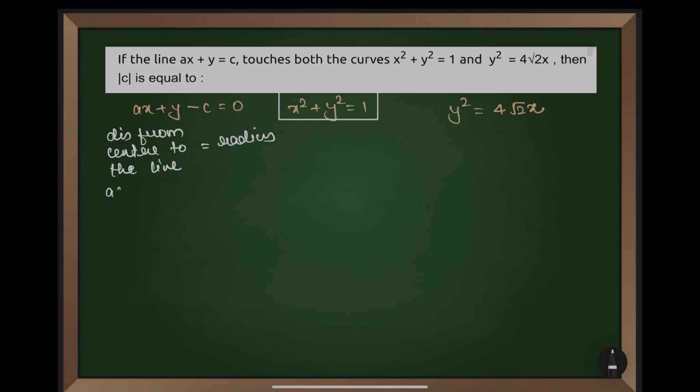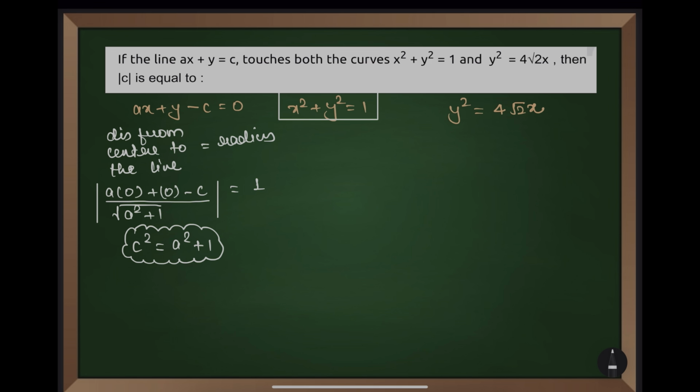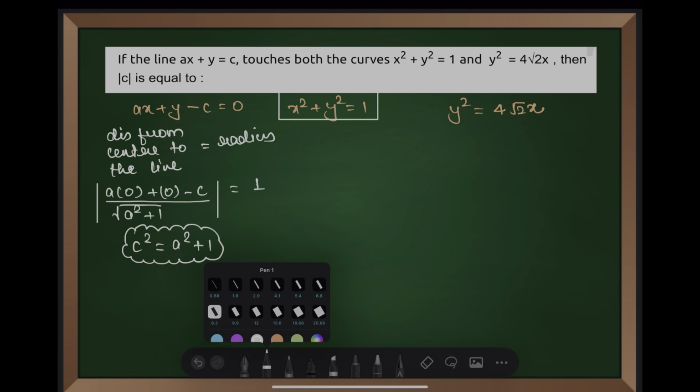So I'll go with the distance: point substitution, upon root over a square plus b square, is equal to the radius. Radius is 1. So can I do squaring on both sides? So we will have c square is equal to a square plus 1. So we got our first equation. Comfortable? Now I'll go with the second case.